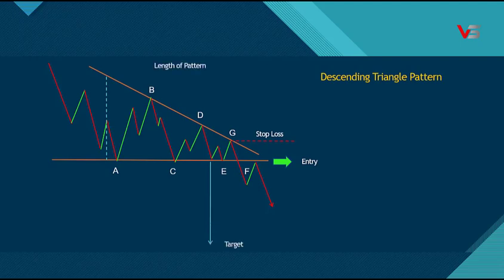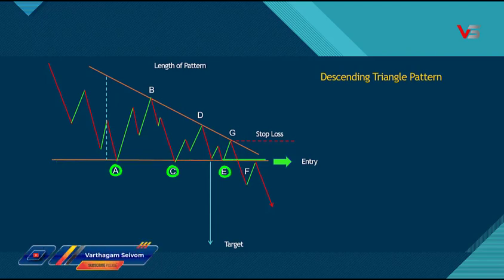This is the descending triangle pattern for the bearish variant. Like the bullish variant, the bearish variant is also determined by how the pattern forms. The following two conditions will determine the bearish variant. Number 1. The opening movement of the pattern should be a bearish move in a downtrend. Number 2. Breakout of A, C, and E, which is connected through a trend line.